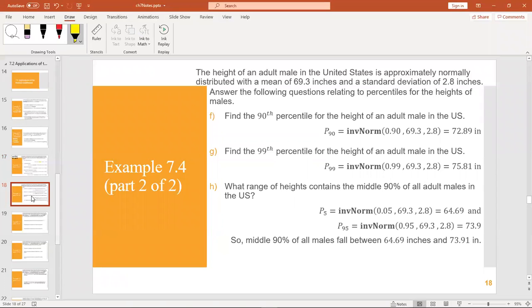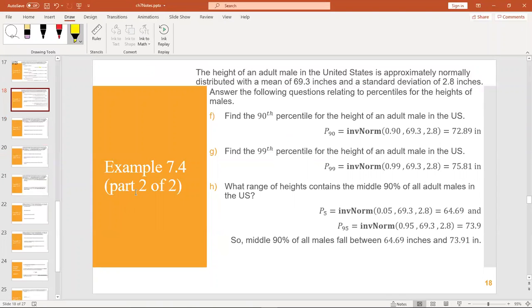All right, find the 90th percentile. If they give you a percentile to start with, that means you're going to use the inverse norm function. For the 90th percentile, you do 90 divided by 100. That will give you 0.9 or 0.90. So that's where this 0.90 comes from.